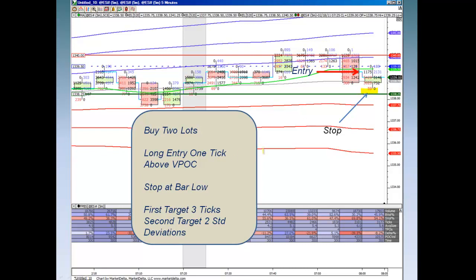So it is time now for a long entry. Once again, one tick above the volume POC, and we put our stop at the bar low right here. And this time, because of the information that I managed to get from my profile, that in fact we are now starting to trend upwards, I'm going to get bold and I'm going to buy 2 lots.